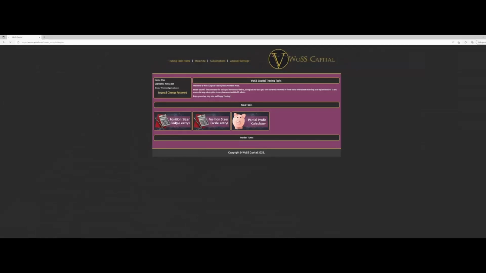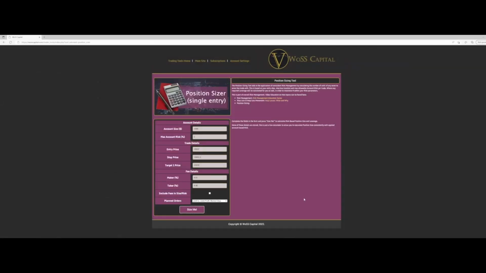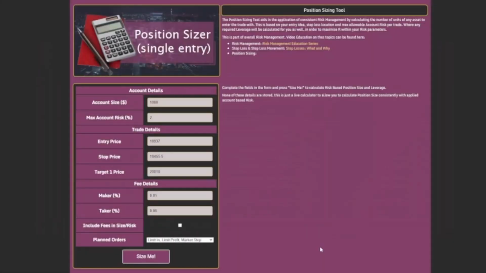Let's have a look then at how the trades would look in terms of a position size. So this is the first trade that we looked at there, the sizing down version. It's the same entry price, stop price and target price as was in that trade. The fee details are at the bottom here. This is a fairly common crypto exchange fee rate, so 0.01% for maker fees and 0.06% for taker fees.